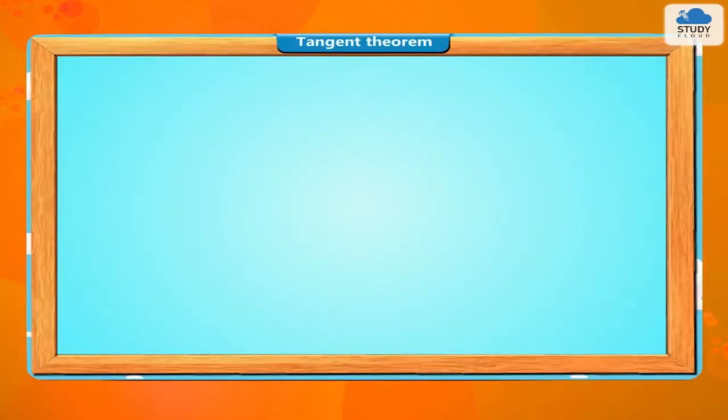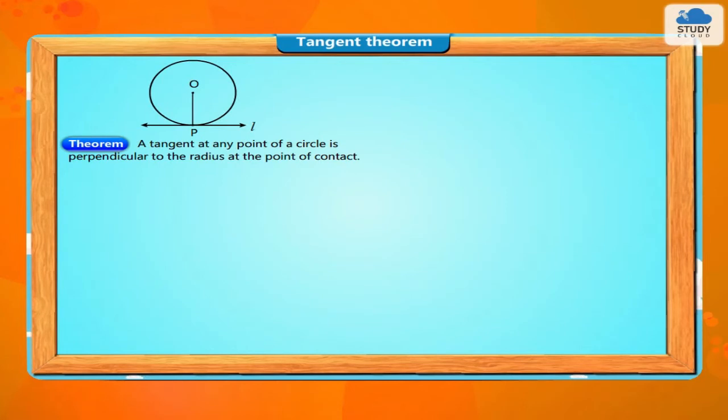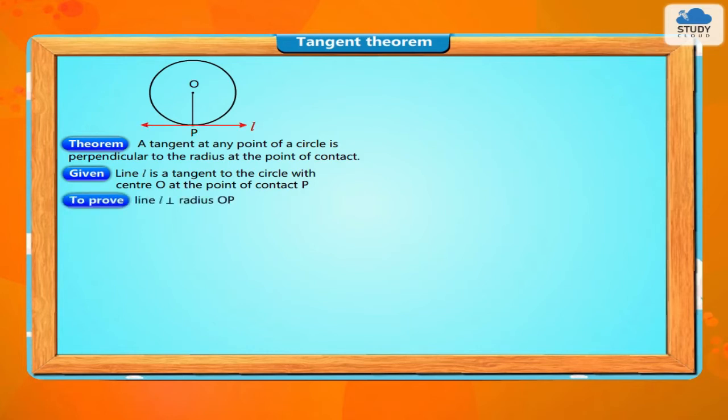Tangent theorem. Theorem. A tangent at any point of a circle is perpendicular to the radius at the point of contact. Given: line L is a tangent to the circle with center O at the point of contact P. To prove: line L is perpendicular to radius OP.